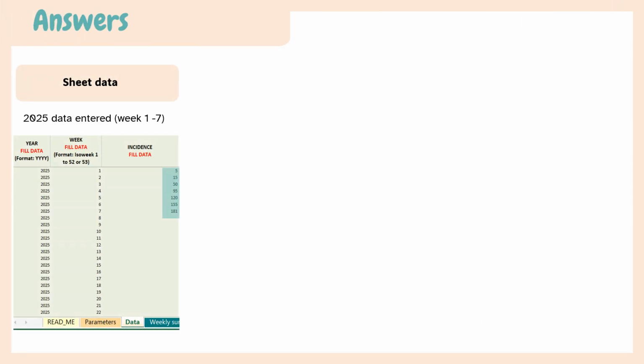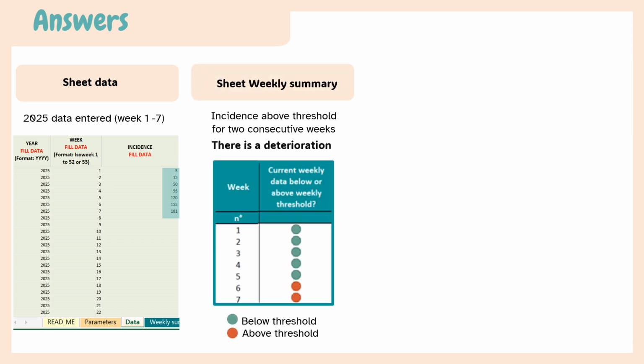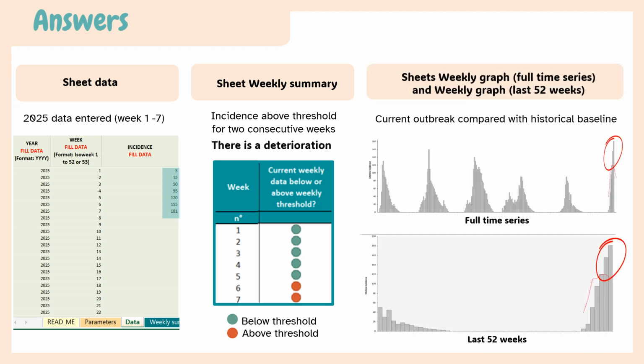After entering the data for 2025 in the sheet Data, in the sheet Weekly Summary, you can see that as of week 7, incidence has been above the baseline threshold for 2 consecutive weeks. This is indicative of a deterioration of the outbreak. In the sheets Weekly Graph Full-Time Series and Weekly Graph Last 52 Weeks, you can see how the current outbreak compares with the baseline threshold.